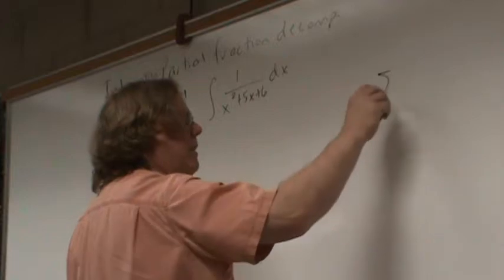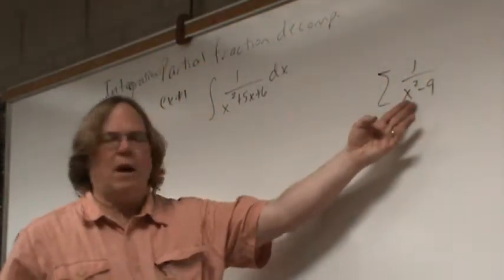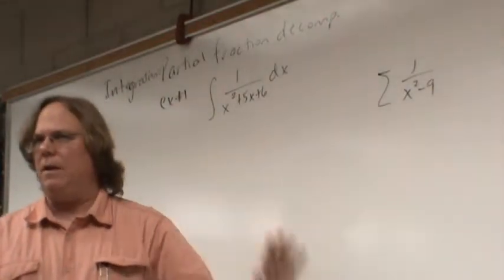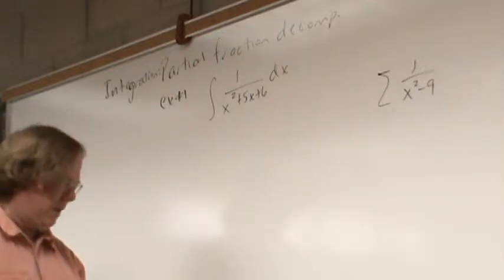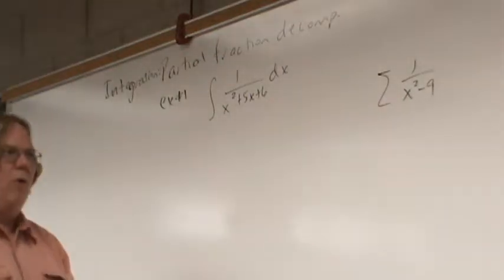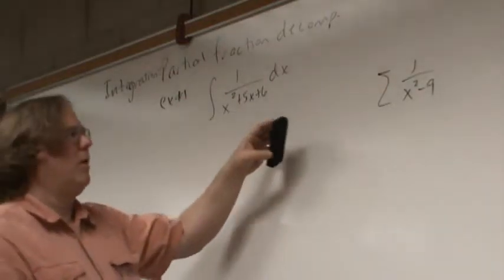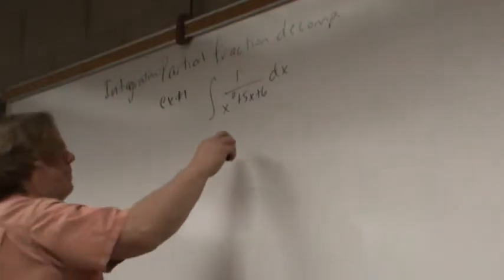Just like, remember those telescoping series, where the only time you could do a telescoping series is if they gave you a summation where the denominator factored. That was the only type of thing you could do a telescoping series on. Well, the same thing holds for partial fraction decomposition for integrals. You only get to do them on integrands where it's got a denominator that factors. So let's go for it.